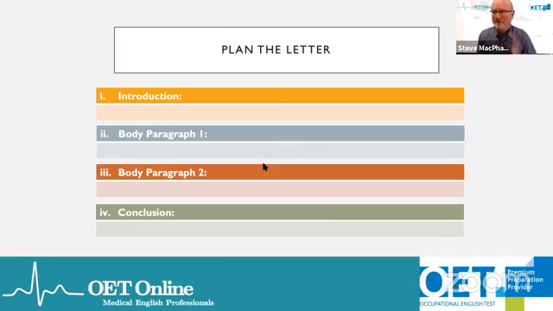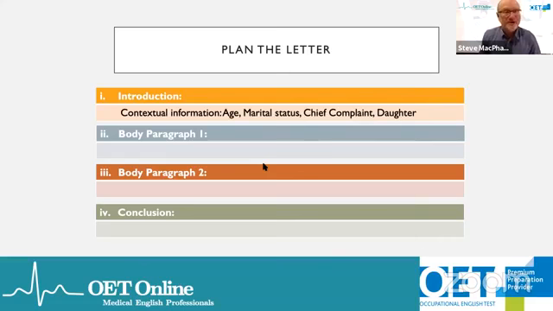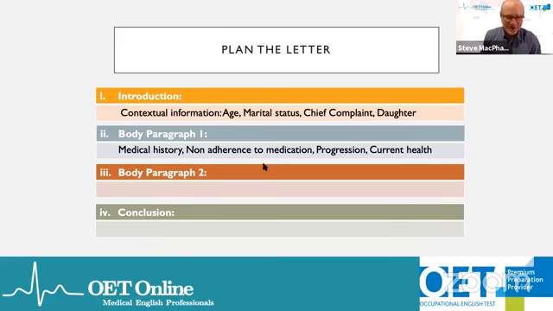Okay, planning the letter, everyone. I've made a little plan. So in our introduction, we're going to put the contextual information: his age, marital status, chief complaint, and involvement of daughter. You'll see that in a moment. Body paragraph 1, I thought it might be a good idea to start with the medical history, his non-adherence to medication, the progression, and his current health. So all about that in just one paragraph, everyone.